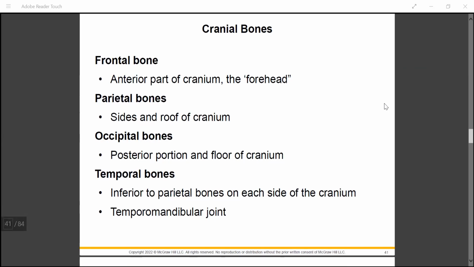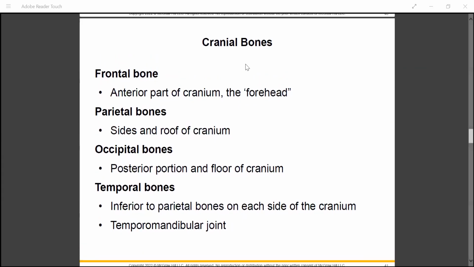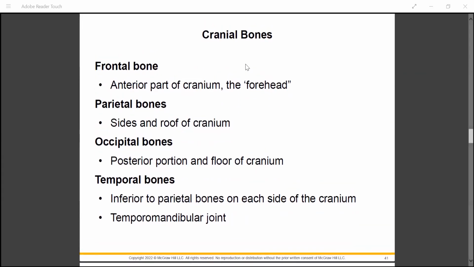So, as I said at the start of part two, you do not need to know every single bone of the body. So, your cranial bones, you do not need to know, but we're going to walk through them together, partly because our cranial bones line up with our different lobes of the brain. So, this is a good introduction to our nervous system chapter that's coming up here soon.